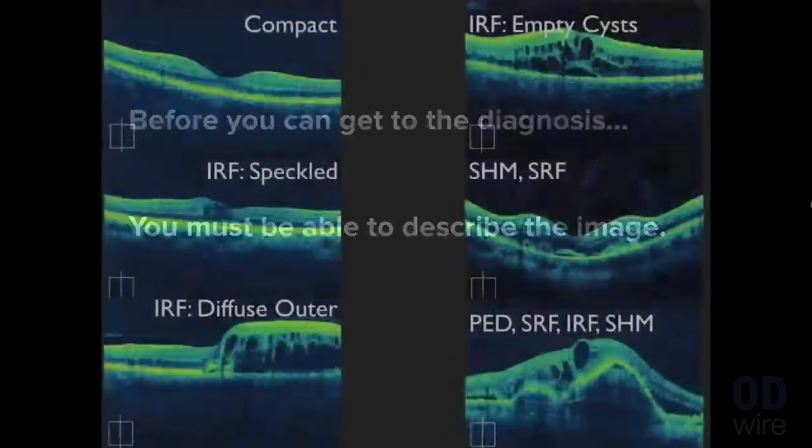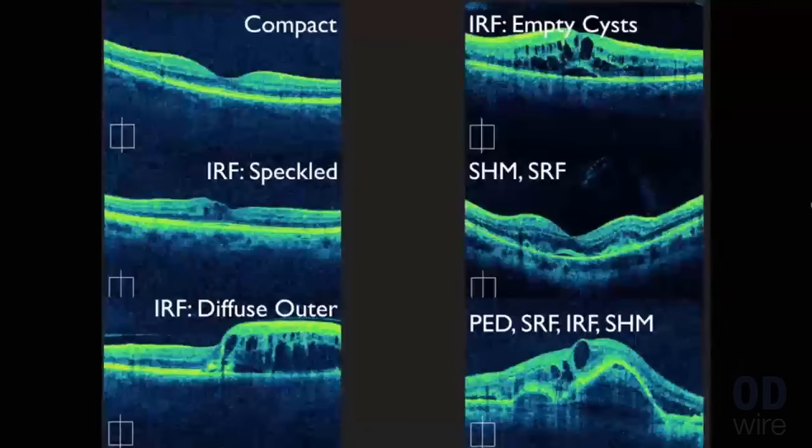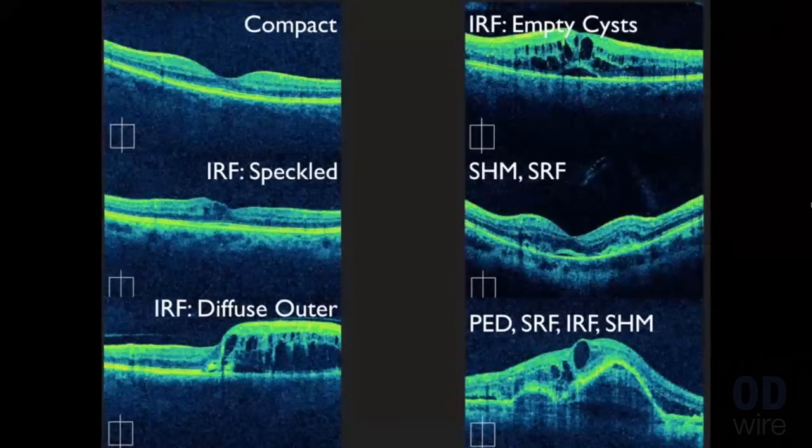So again, showing you these descriptions of these images, these are common OCT words that we use to be able to describe the OCT. And really, it's that description of the patterns that's going to lead you to the right diagnosis. And of course, that in turn will lead you to all the next steps, such as treatment.